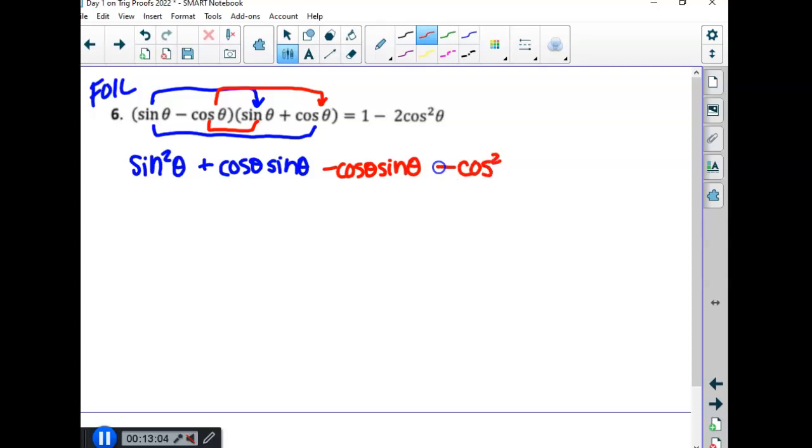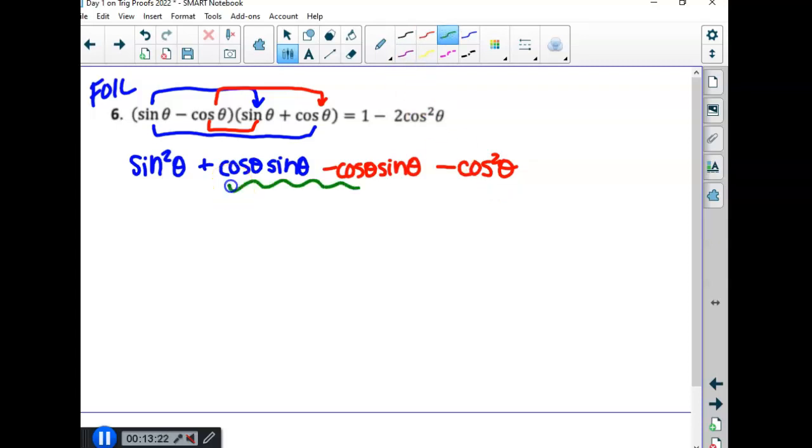Yes, a minus cosine squared. Now, is a sine squared minus a cosine squared 1? Be careful. It's a plus, right? It's got to be plus. So that's not going to do us any good.